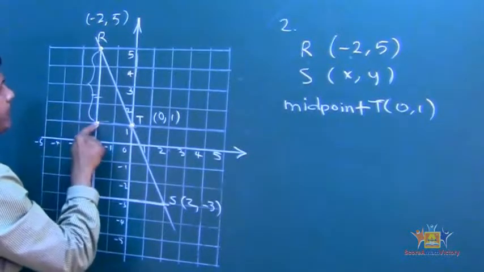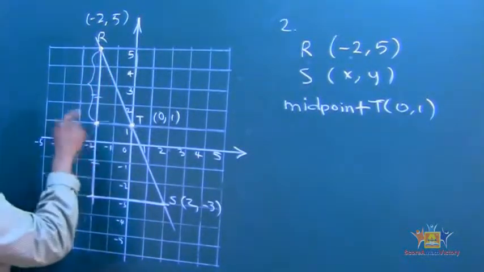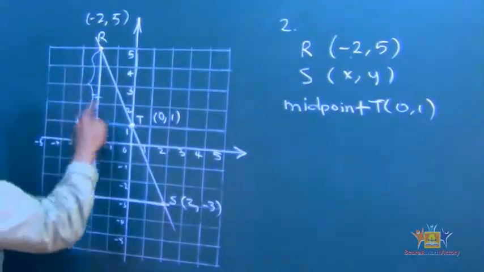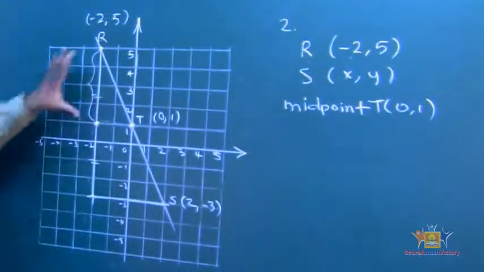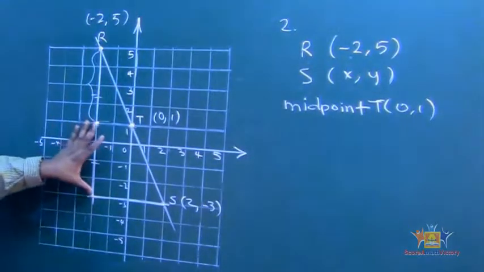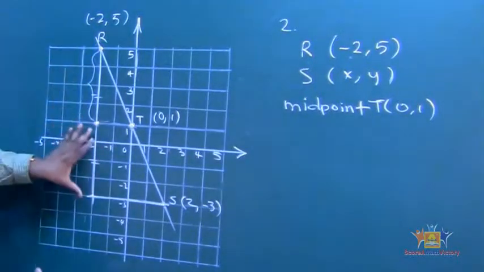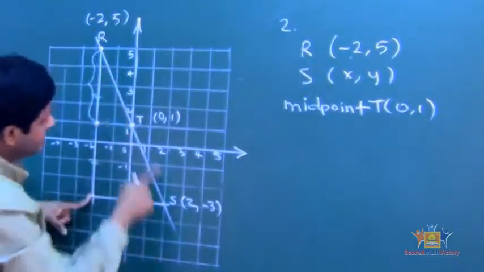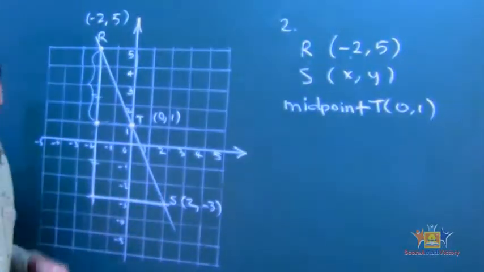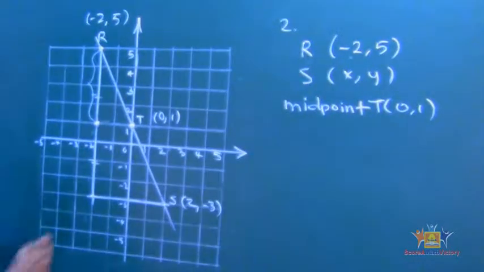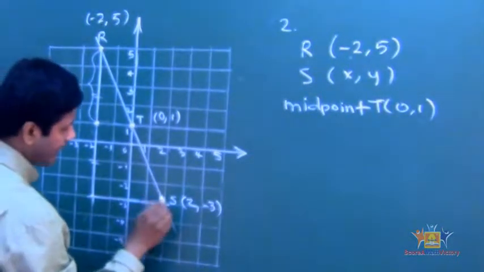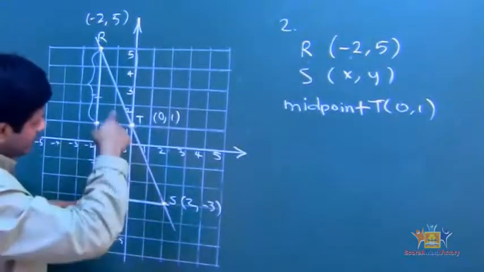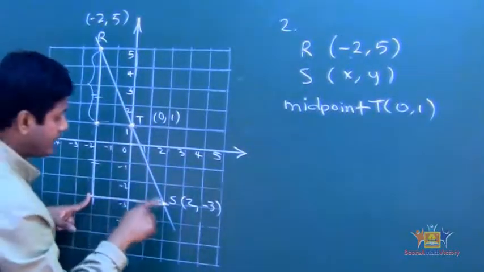If this is the midpoint, what is the distance? It's half of the whole length. So half means 1, 2, 3, 4. If this is 4, I'm going to measure another 4 on this side. Once I measure 4 on this side, I draw a horizontal line. That horizontal line, when it touches this line, is where my S is going to be. See that? That's what I did. When I draw that horizontal line intercepting this diagonal line, that's my point S.